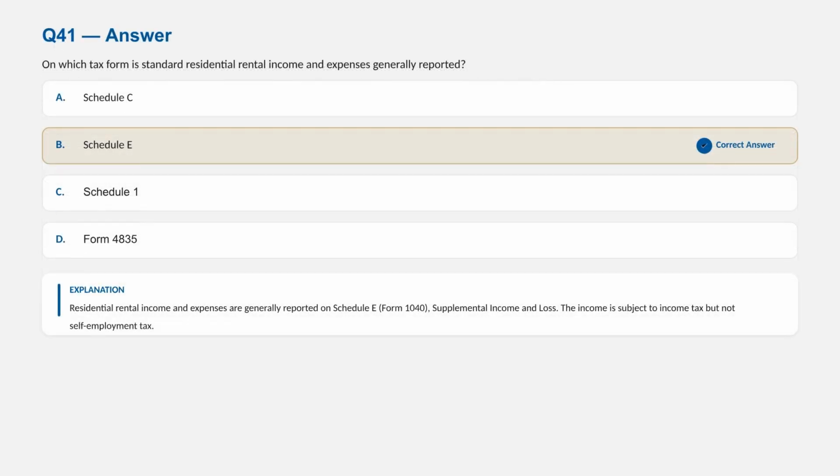The correct answer is B. Schedule E. Residential rental income and expenses are generally reported on Schedule E, Form 1040, Supplemental Income and Loss. The income is subject to income tax but not self-employment tax. Great. Now let's move to our next question.